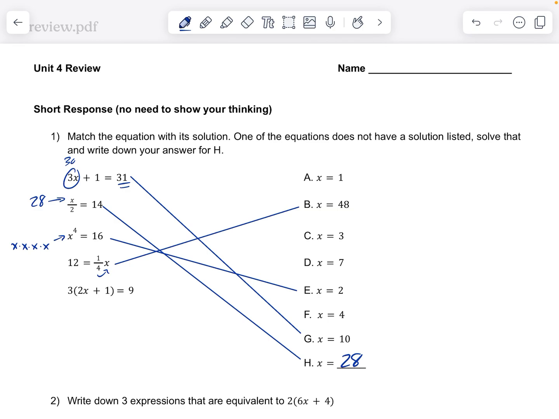And then the last one, remember, this means 3 times everything that is inside the parentheses. And so 3 times what is 9? Well, 3 times 3 is 9. So that means everything inside of the parentheses has to be equal to 3. So 2 times something plus 1 has to be equal to 3. So that means this 2 times x needs to equal 2, which then tells us that x has to equal 1, which is the first choice. So that's question number 1. C is not used, D is not used, F is not used.